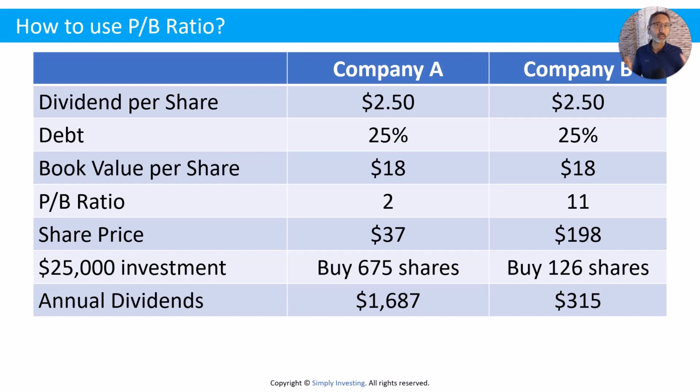Again, all things considered equal, right? There's certainly other numbers to look at. I'm going to show you that in just a minute here. But in this example, all things considered equal, company A is going to be a better investment. With company B, there is an opportunity cost, and you are putting aside, leaving on the table over $1,300 in dividends that you could have earned.